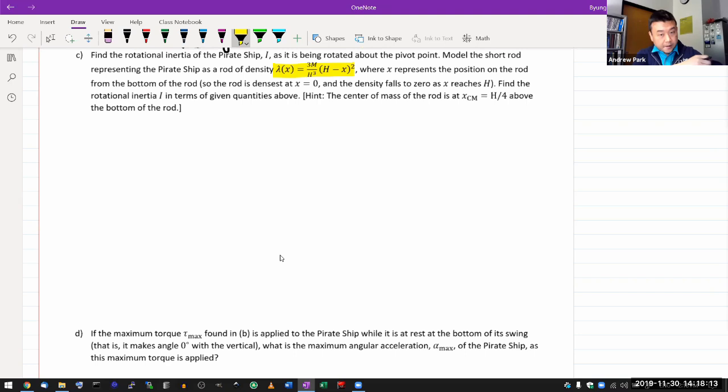So that's the whole setup, that you will have to be able to set up the integrand for the thing you'll be integrating, and you'll have to be able to do the integral. So yeah, read the question. And so this is what the setup looks like. So that's the center of rotation. I guess let me start out with the center of mass of the pirate ship. And this is the kind of representation of the physical extent of the pirate ship.